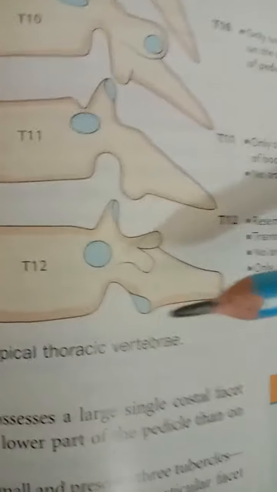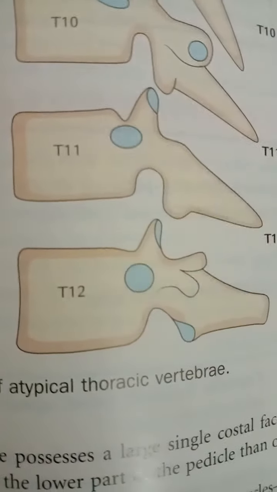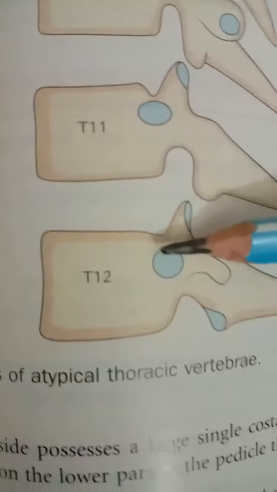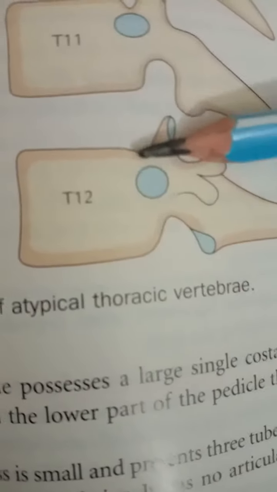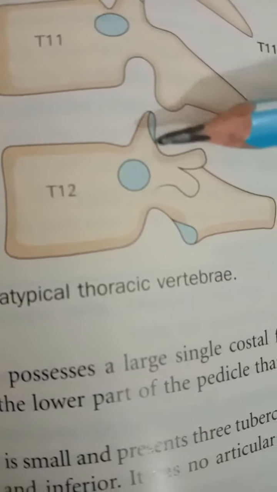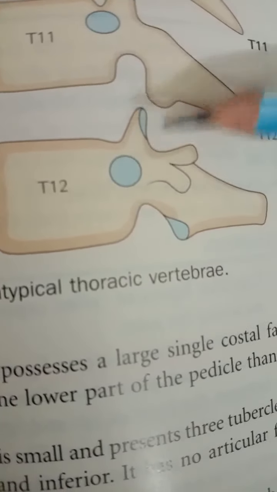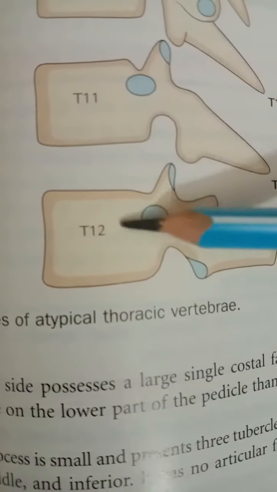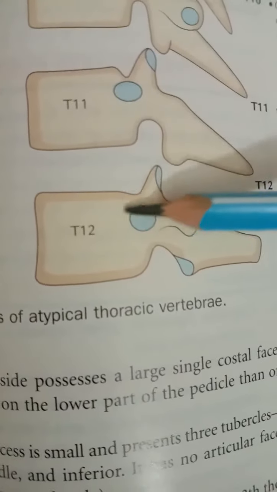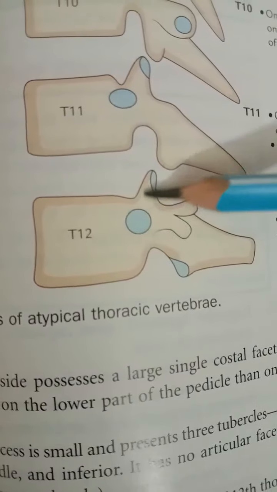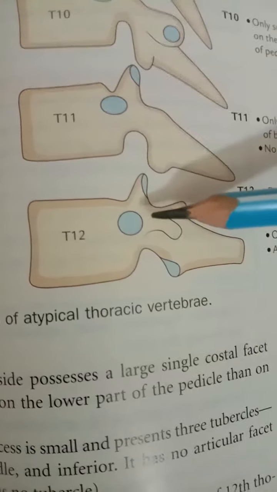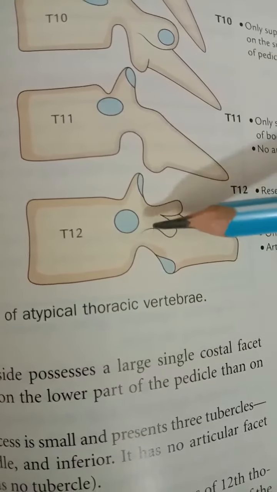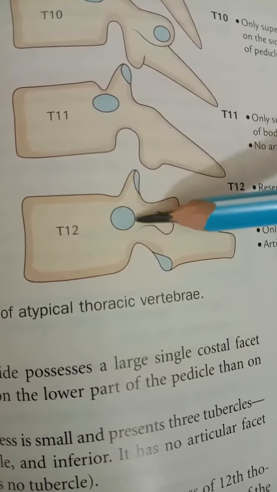Then the 12th thoracic vertebra, that is T12. The shape of the body seems like the lumbar vertebra. That means the pedicle, the body bears a single large costal facet, this one, on each side of the body, and it lies more on the lower part of the pedicle than on the body.